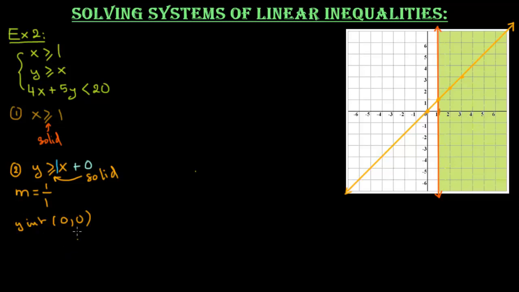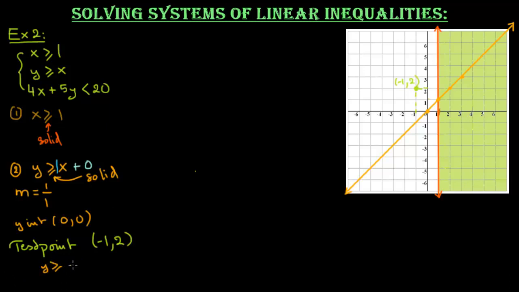So the next part is where should we shade them? We have to use the test point. This time the point 0, 0 does not work anymore because it stays on the line. So I have to choose some other point. Let's say if I choose -1 and 2. Will they still give me a true statement? -1 and 2.